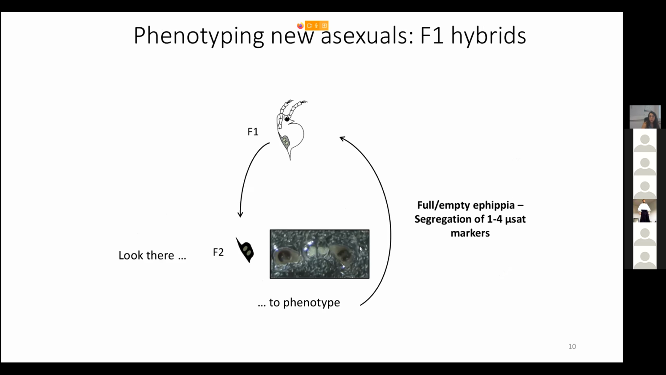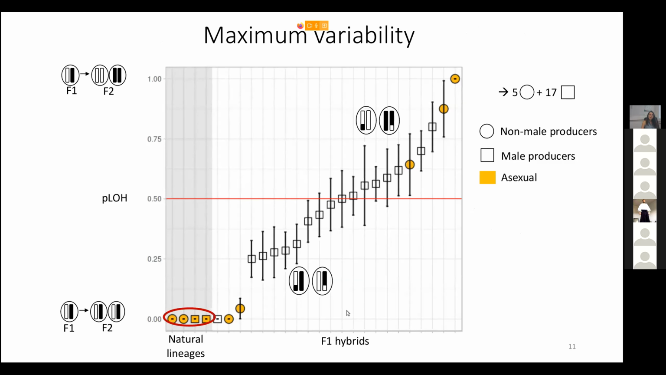So then, to investigate the inheritance of asexuality, we studied the reproductive mode of the F1 hybrid produced by looking at the segregation of 1 to 4 microsatellite markers in their progeny, which are these little embryos you can see here contained in the ephippia they produce. So now I'm going to show you the result of one single sex-asex cross.